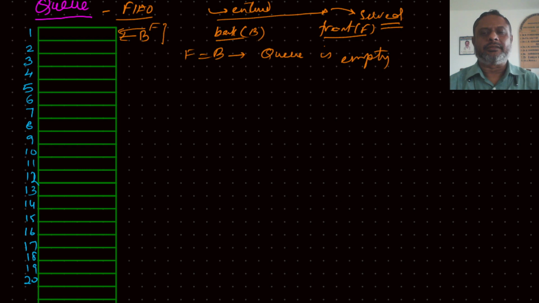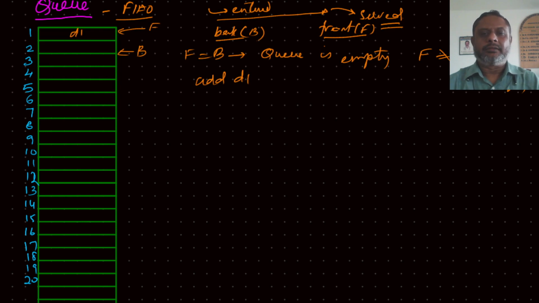Why? Just let us look at it. So add D1. Where should I add D1? D1 should get into the back. Where is the back showing? Back is showing location 1. So D1 goes into location 1. And now the next data, if it comes, should be added to location 2. So now F and B are no more showing the same location. Therefore, now we can say the queue is not empty. So if F and B are not showing the same location, then the queue is not empty.